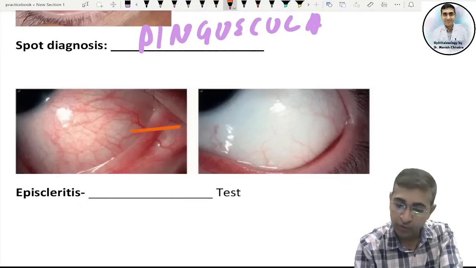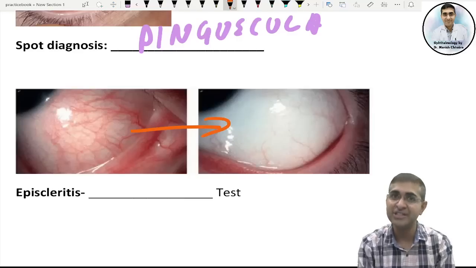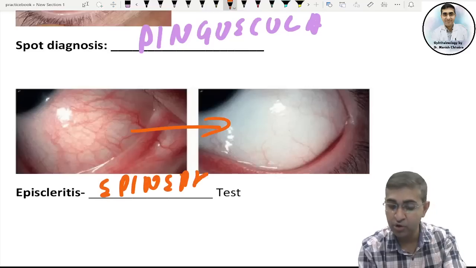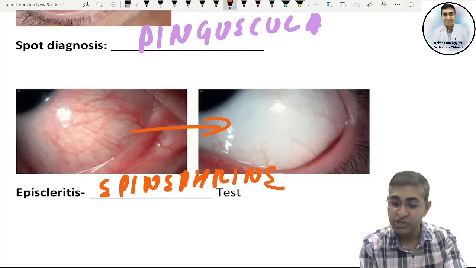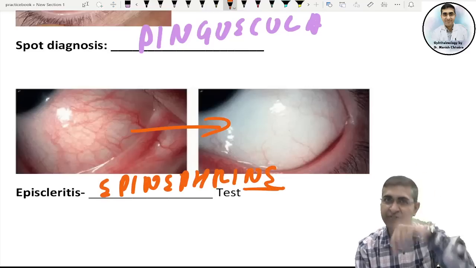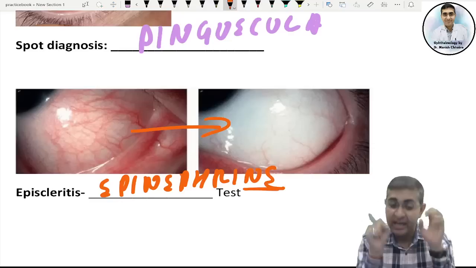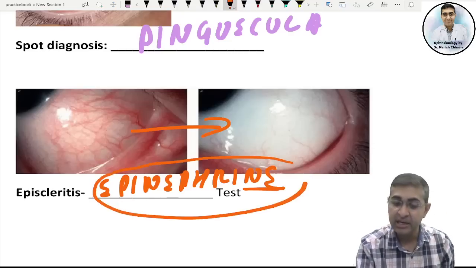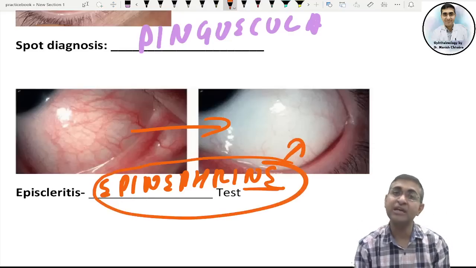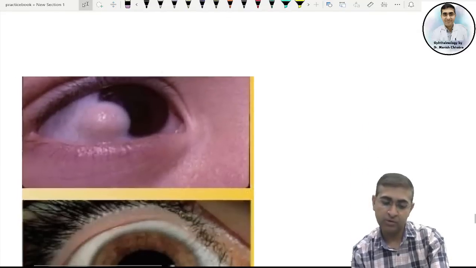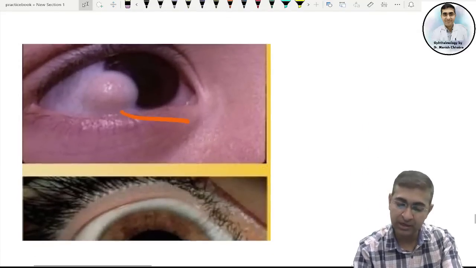Okay, now what do you see here? This is also your previous year INICET question. Which test? Epinephrine test, because we are talking of episcleritis. When you put a drop of epinephrine on the eyeball, it is going to blanch the superficial vessels, and this is known as the epinephrine test. Okay, now, what is this? This is your limbal dermoid.